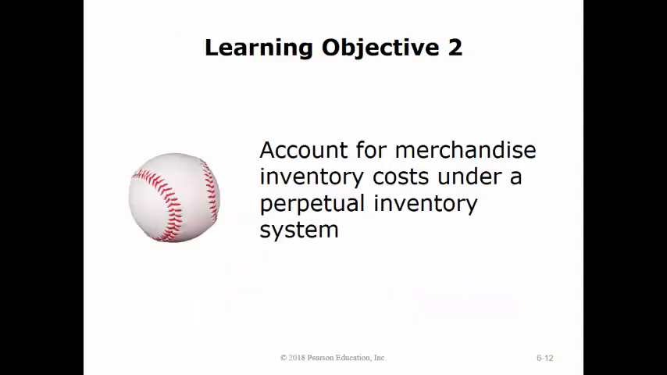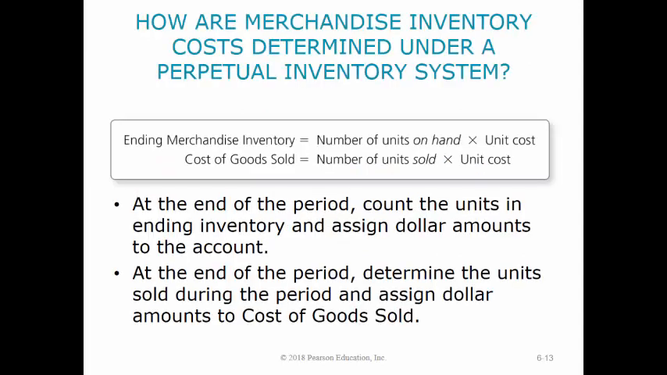In the second section, we will account for merchandise inventory cost under a perpetual inventory system. At the end of each fiscal period, two accounts reflect information about inventory: merchandise inventory and cost of goods sold. The number of units in merchandise inventory at the end of the period can be determined by physically counting the amount of inventory owned by the company at the end of the period. The number of units sold during the period will be determined and then multiplied by the per unit cost of the inventory.